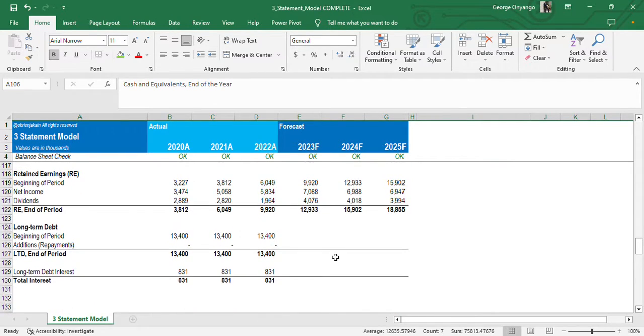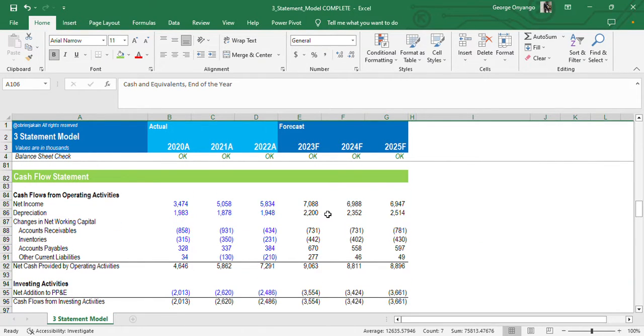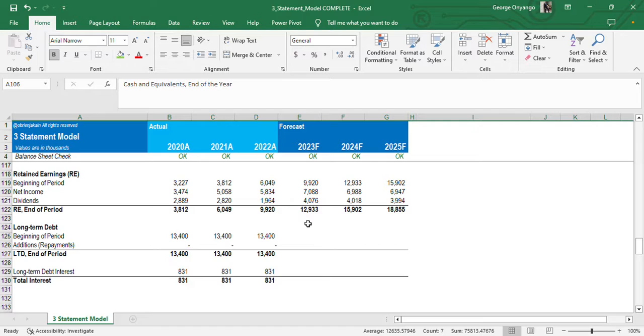So that one brings us to the completion of projecting or forecasting the three financial statements, and there you go.